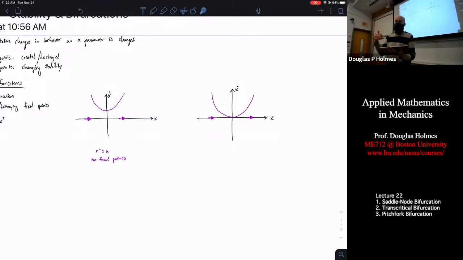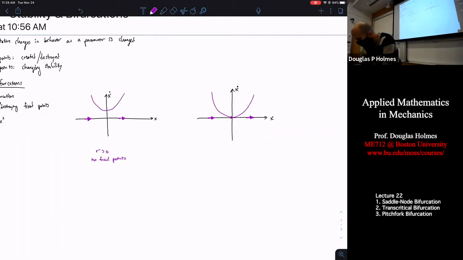Negative slope means it's stable. Positive slope means it's unstable. So this half is stable. This half is unstable. And you can see that in the arrows too. You're kind of moving in this direction. But once you get here, you're going to be unstable, so you could easily move away if you're perturbed.